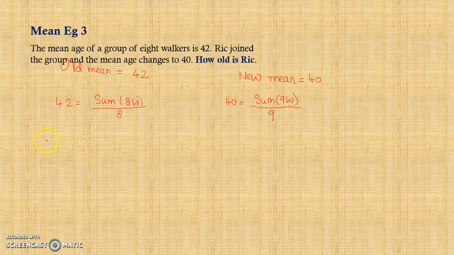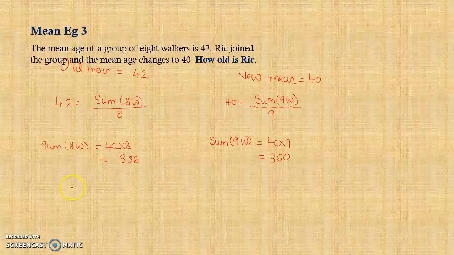So from here I know that the sum of 8 walkers will equal 42 multiplied by 8, which equals 336. And from here I have that the sum of all the 9 walkers is equal to 40 multiplied by 9, which is equal to 360.